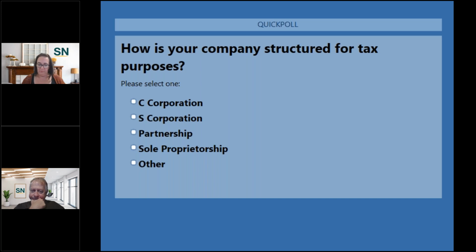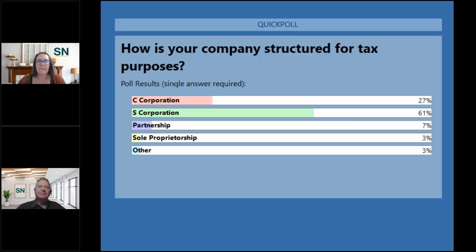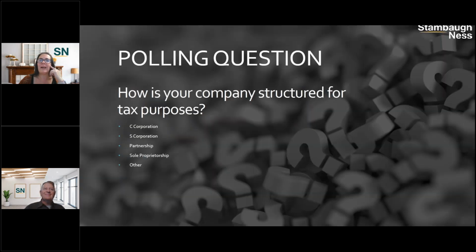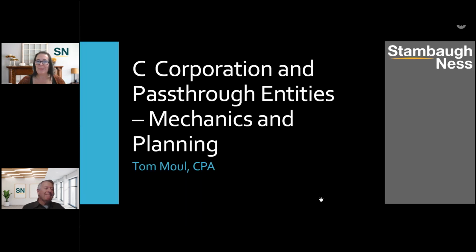All righty. I'm going to go ahead and close and share the results as we reached 85%. And it looks like 27% are C Corporation, 61% are S Corporation, 7% are partnership, and sole proprietorship and other tie at 3%. All right. Thank you so much. I am going to now turn it back over to Tom to talk a little more about C Corps and pass-through entities.